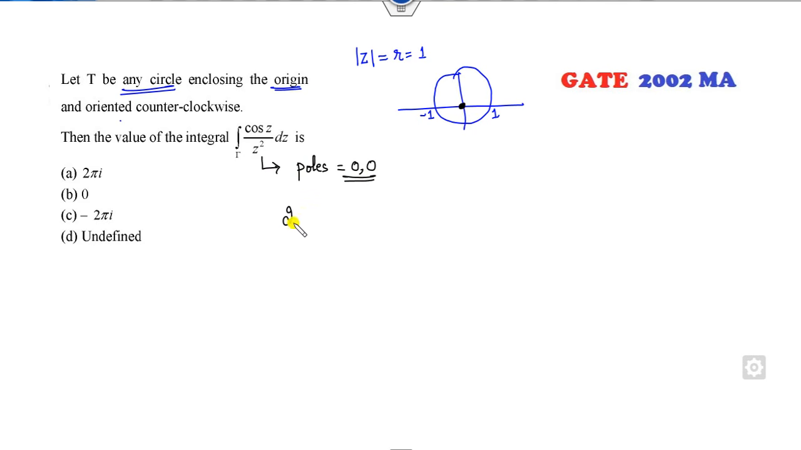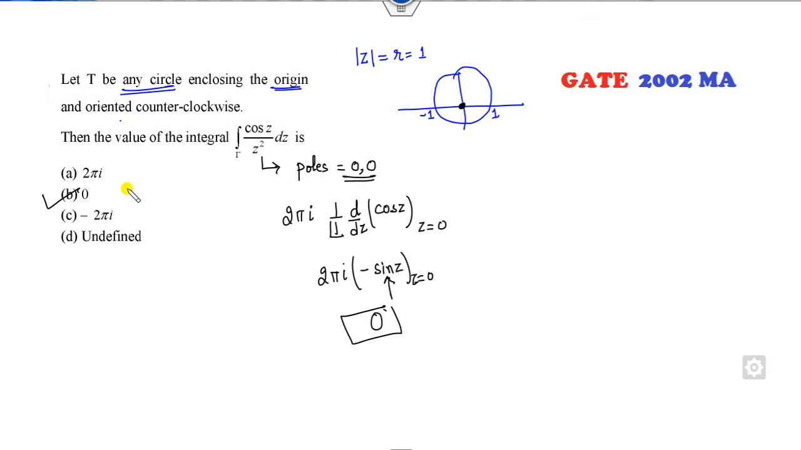So what is the answer of this? 2 pi iota, it's a double pole, so it's 1 factorial, times the first derivative of the remaining part, cos of z, at the point z equal to 0. So you clearly see what is the derivative of cos z. It's minus sine z. What is the value at z equal to 0? Sine 0 is 0. So the right answer is B, the correct answer of this problem.